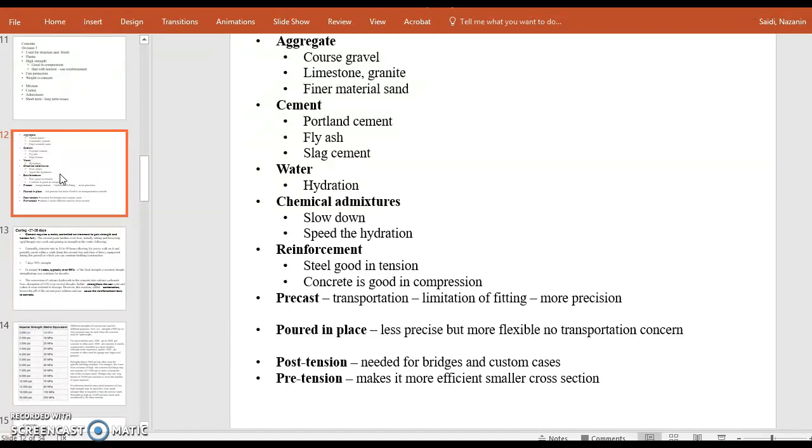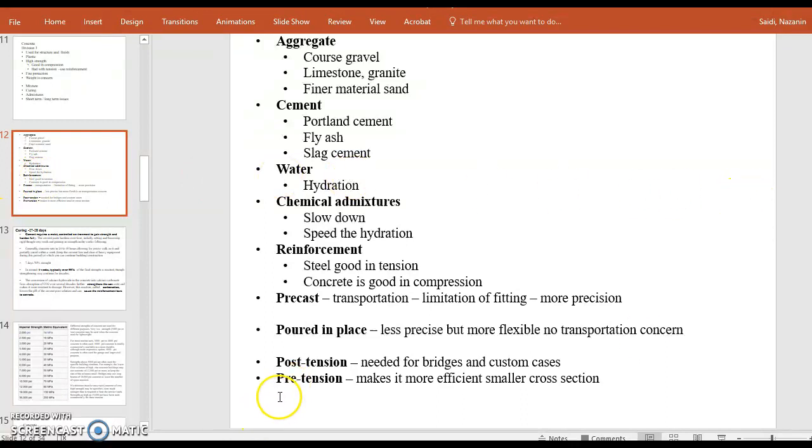Then we have precast concrete and poured in place. Precast is fantastic in terms of getting very precise form and shape. You can control the temperature, the amount of water, proportions, and the curing process. However, limitations are transportation and the fitting. Then we have the process of poured in place. It is far less precise but far more flexible in terms of the outcome of the form. Sometimes it's cheaper, certainly we're not concerned with the transportation as much.